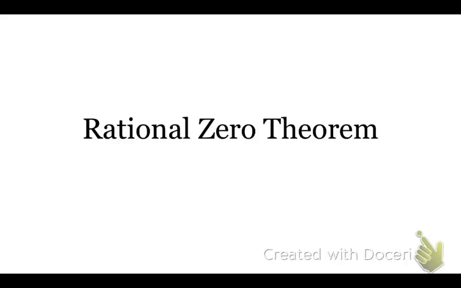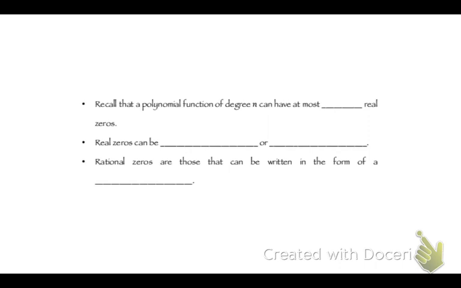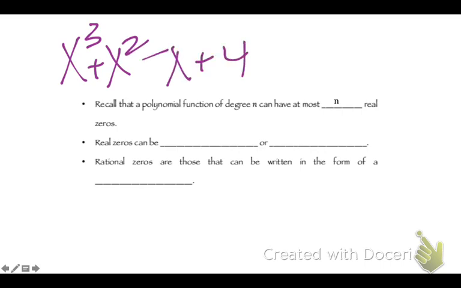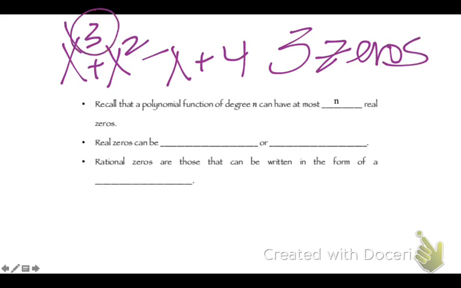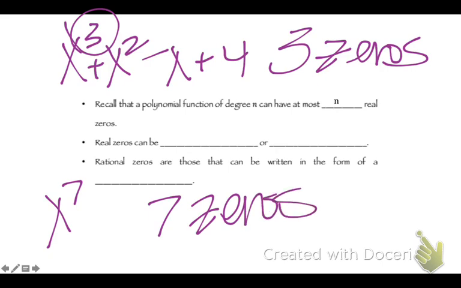Okay, rational zeros theorem. This is a theorem that's going to help us find zeros when looking at just any polynomial. Recall that polynomial functions of degree n can have at most n real zeros. So if we have a degree like x cubed plus x squared minus x plus 4, that could have 3 zeros because of this. If that was x to the 7th, it could be 7 zeros. X to the 11th would be 11 zeros, and so on.